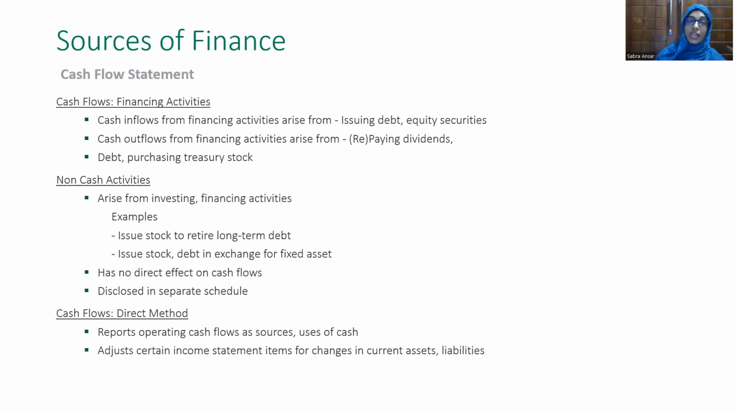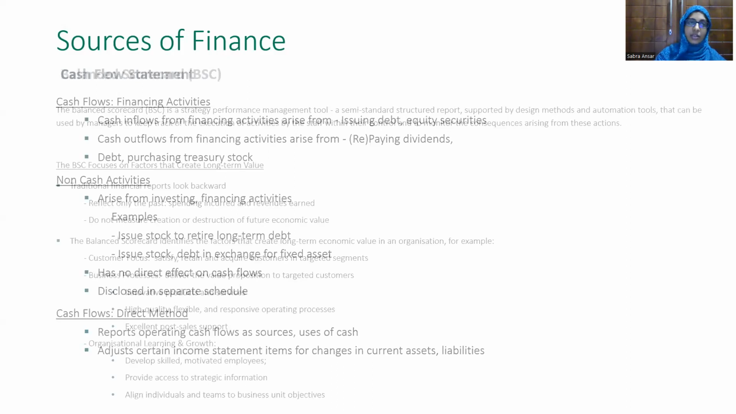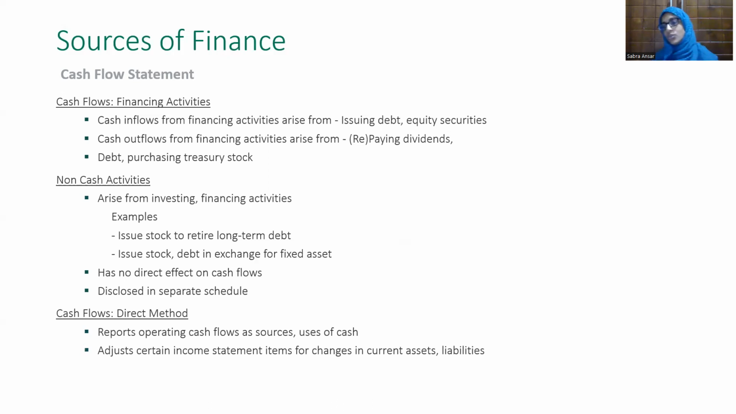So there are also non-cash activities which involve investing and financing, such as issuing stock to retire long-term debt, or issuing stock in exchange for fixed assets. These have no direct effect on cash flows, but those kinds of activities could also happen. So as I told, in the cash flow direct method, the sources of cash and certain income statement items will be included here. And that is how the cash flow is determined under the cash flow statement.